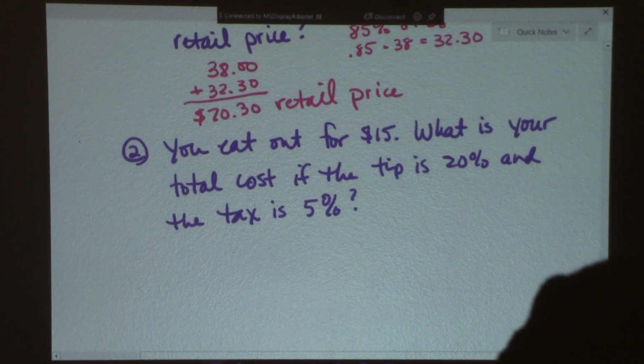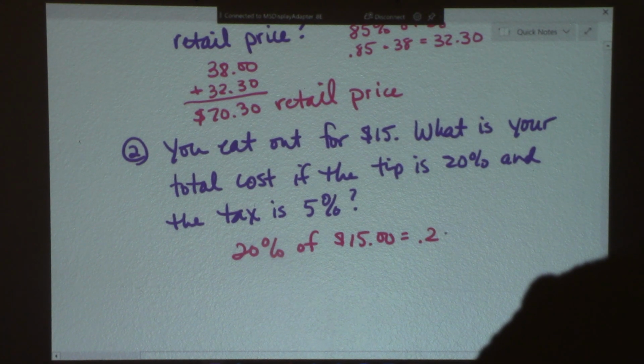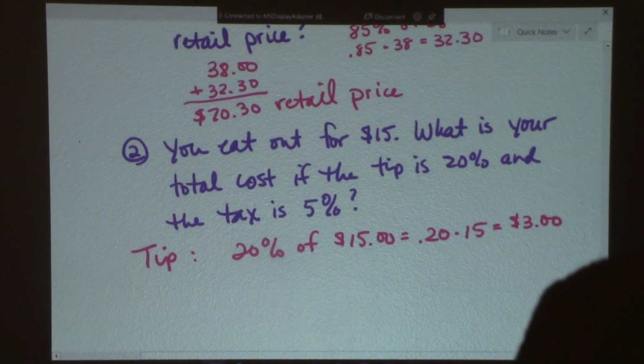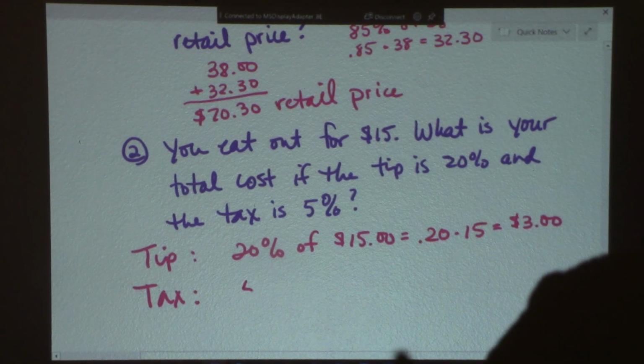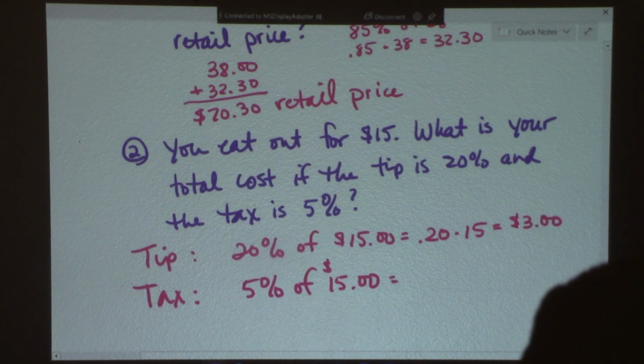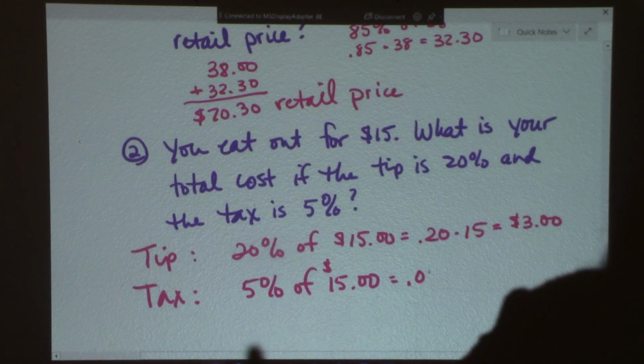All right, number two. I want 20% of $15. And when I work that out, I get 0.2 times 15, and that is $3. So that's my tip. Okay, and for tax, I want 5% of $15. And that works out to be 0.05 times 15, which is 75 cents.